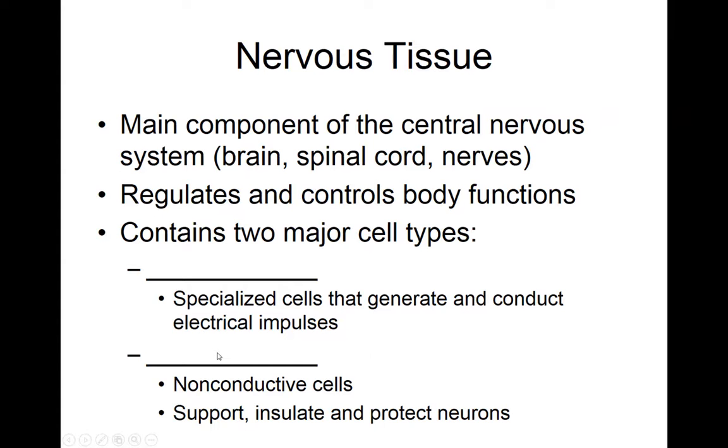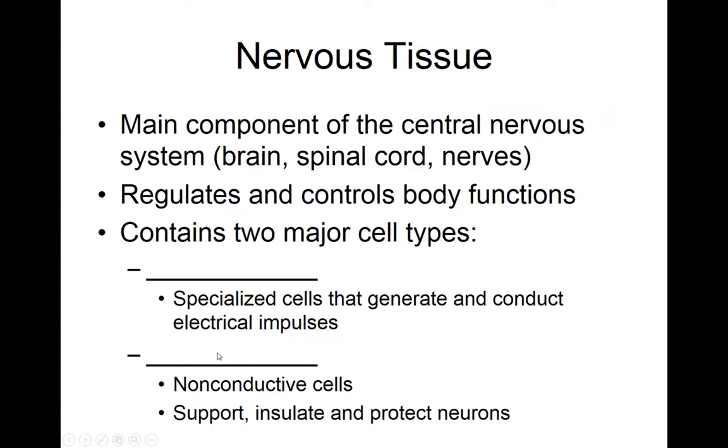Now the last 2 tissues that we have, all right, so we've done epithelial and connective tissue. We also have nervous tissue. And nervous tissue is going to make up the brain and spinal cord and all the nerves that you have in your body. And the function of nervous tissue is that it can sense and respond to a stimulus.